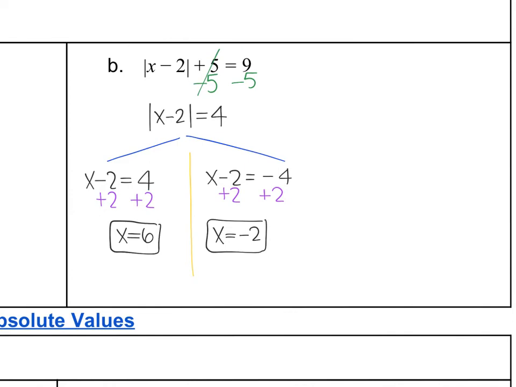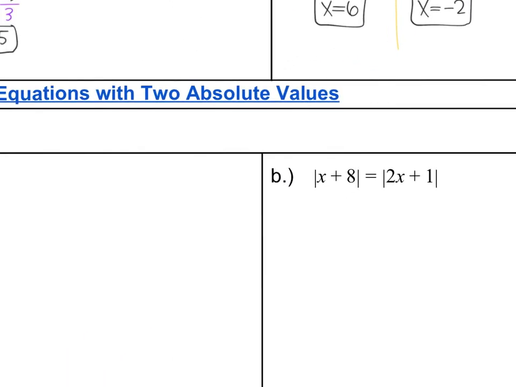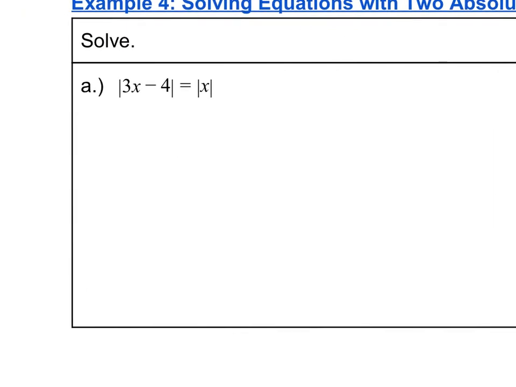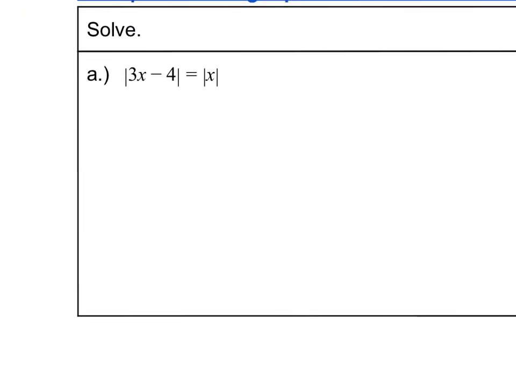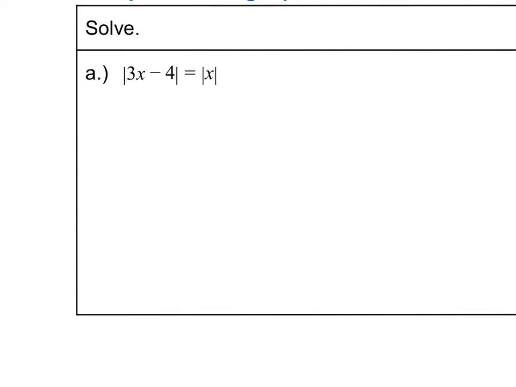All right, we're going to keep going, and now we're going to solve absolute value equations that have two absolute values. So our process is going to be very similar. There's still an absolute value, so I still have to write two equations.